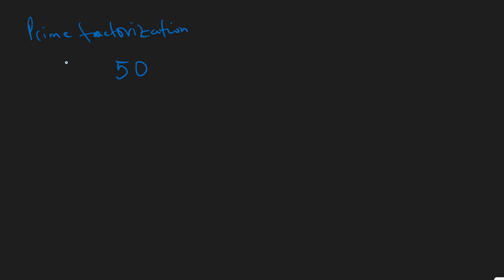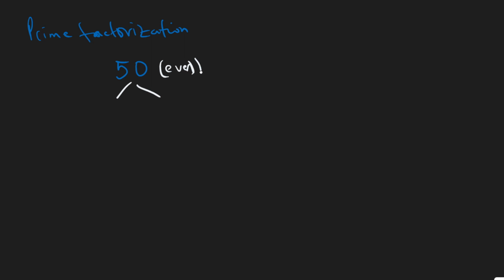Okay, let's go and find the prime factorization of 50. Whenever we're doing this, we take that number and we make 2 branches, because we're going to divide this number, since 50 is even.